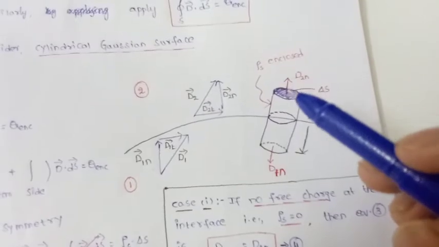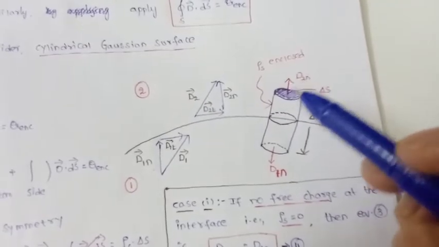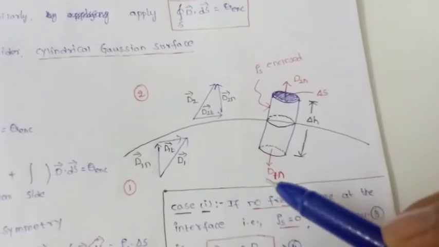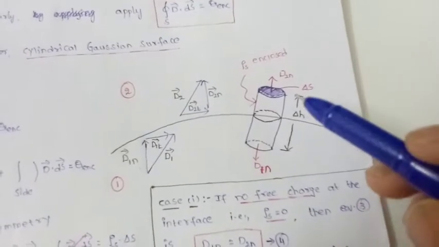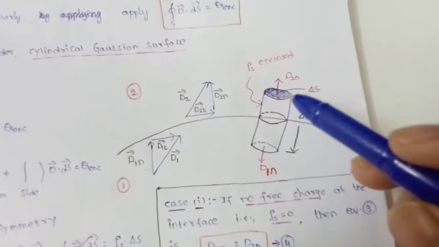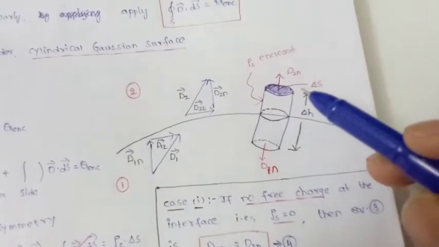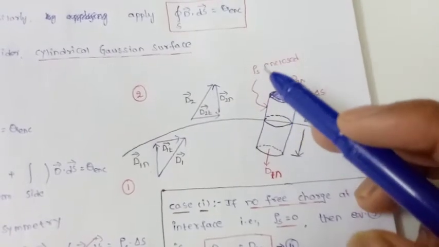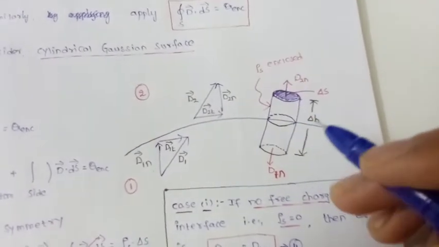This is the top, which is moving in the D2n direction. This is the bottom, which is moving in the opposite direction of D1. The cylinder height is del H. The area present in the cylinder is del S. What is the charge enclosed? This means the surface charge density. Rho S is the surface charge density.